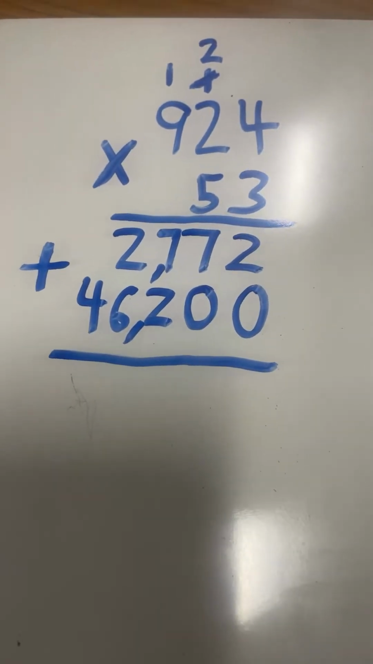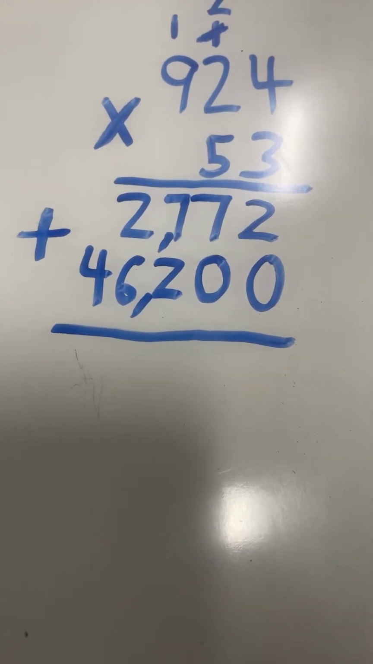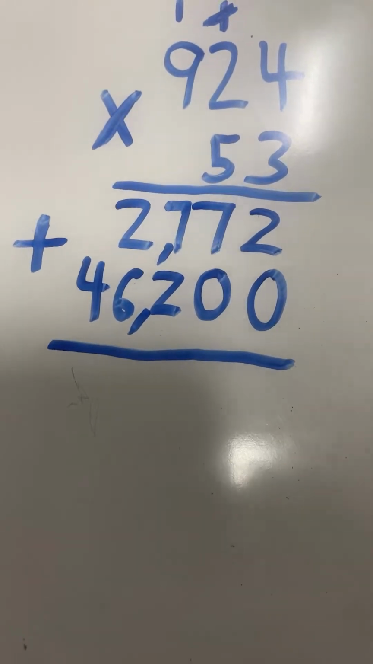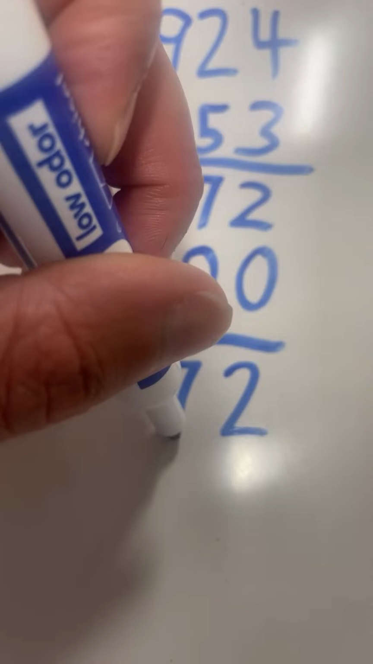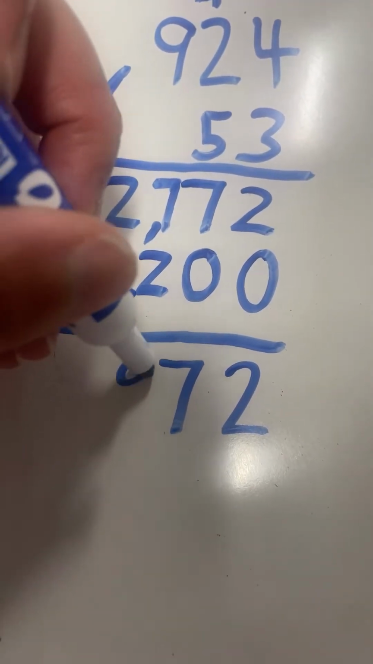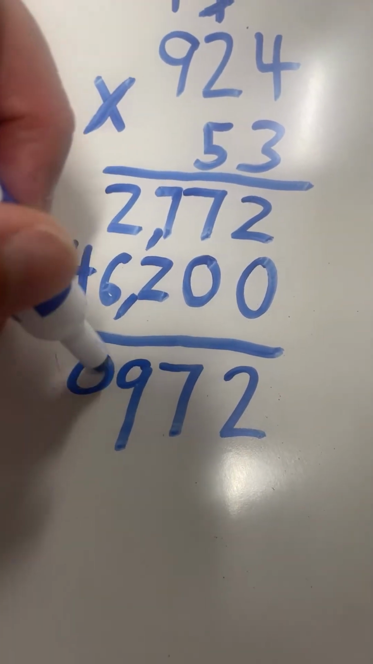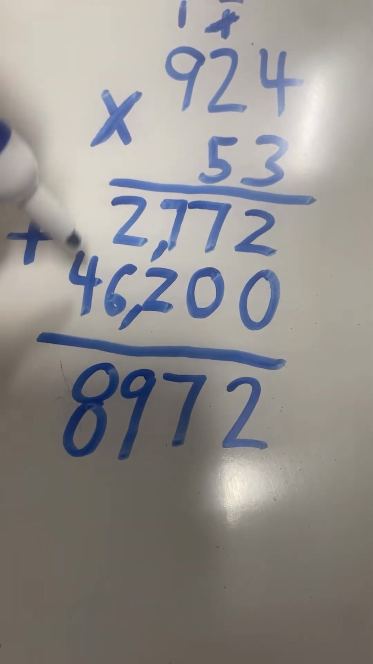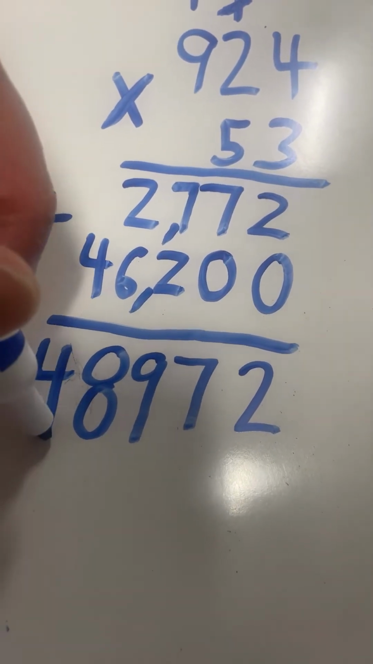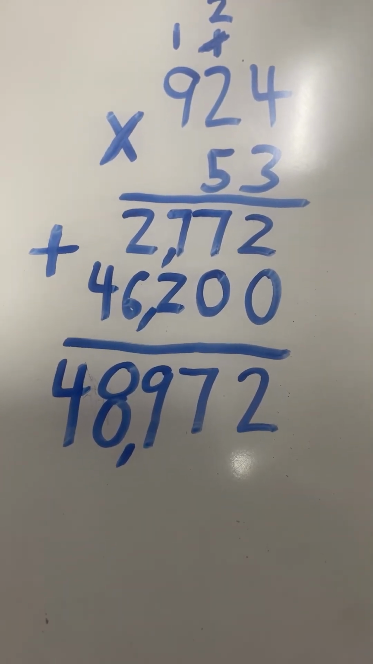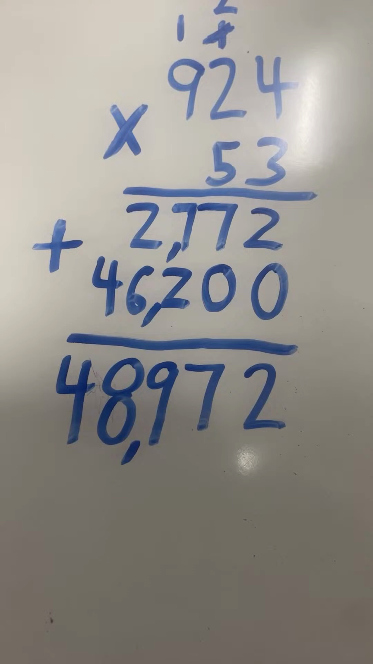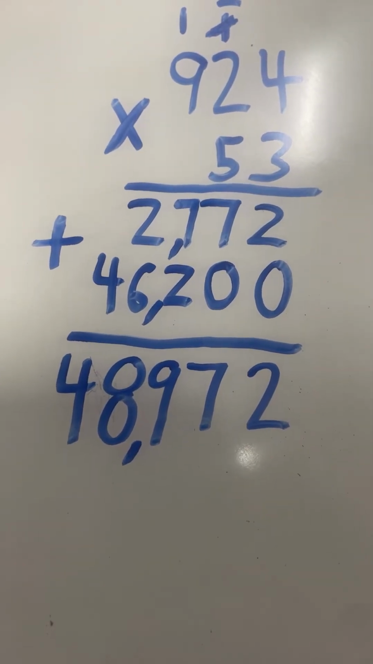All right, next, we have to add these two numbers together. 2 plus 0 equals 2. 7 plus 0 equals 7. 7 plus 2 equals 9. 2 plus 6 equals 8. 0 plus 4 equals 4. And we have our final answer. 924 times 53 equals 48,972.